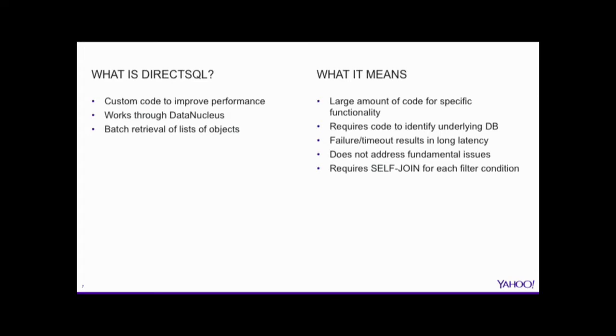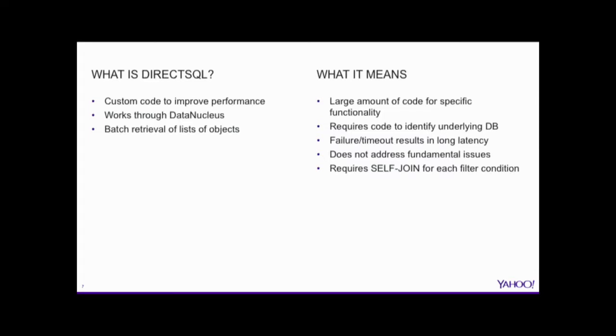So there was another component that I mentioned in the architecture slide called DirectSQL. What is that? It's a set of code that was introduced into the Metastore to address one of the fundamental failings of DataNucleus, which caused serious performance issues. It still works through the DataNucleus framework, but it greatly improves the performance when retrieving lists of objects from the underlying data store. It does this by executing batch queries, and it directly hits the underlying database. In our case, that's Oracle.